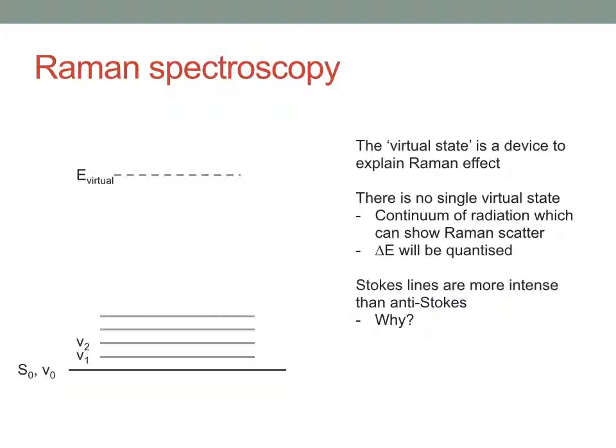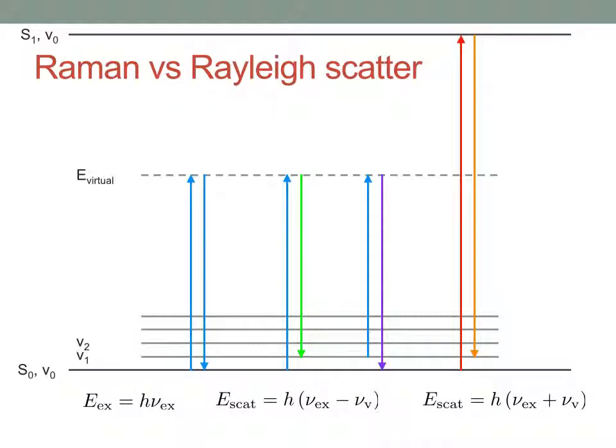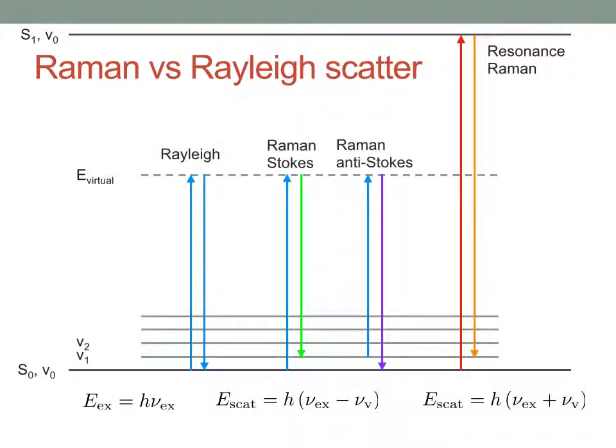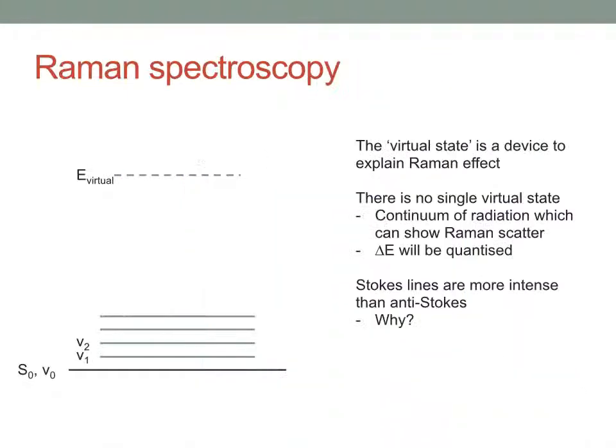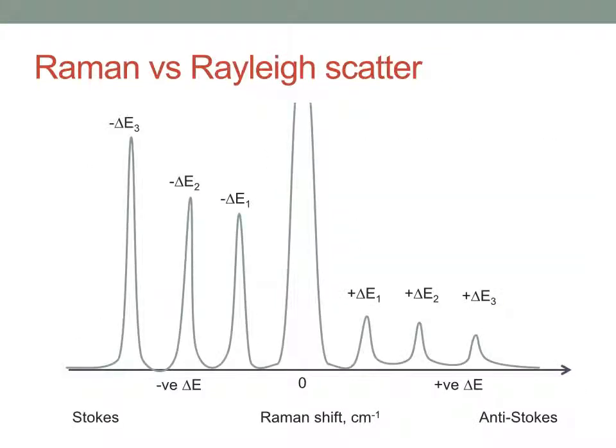If I go back to the previous slide here, I see a lot more of this Stokes transition, this Raman Stokes, than this Raman anti-Stokes. So why is that? Well, it's just a simple one. I've got a figure of it here.